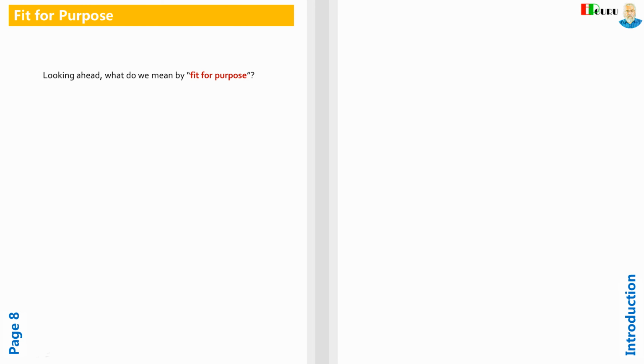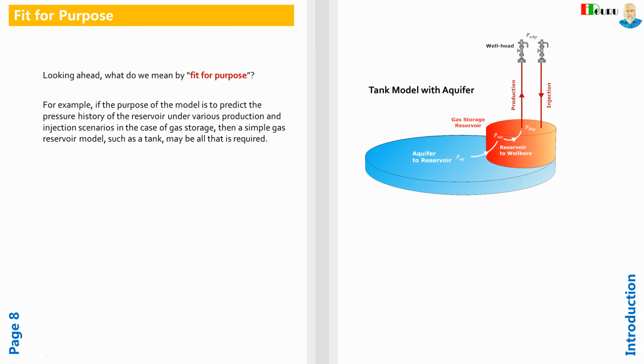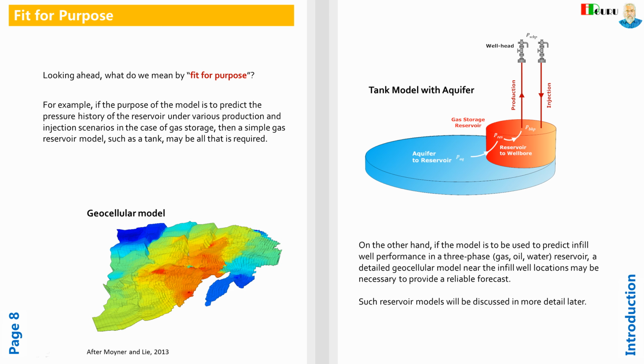Looking ahead, what do we mean by fit for purpose? For example, if the purpose of the model is to predict the pressure history of the reservoir under various production and injection scenarios in the case of gas storage, then a simple gas reservoir model, such as a tank, may be all that is required. On the other hand, if the model is to be used to predict infill well performance in a three-phase gas-oil-water reservoir, a detailed geocellular model near the infill well locations may be necessary to provide a reliable forecast. Such reservoir models will be discussed in more detail later.